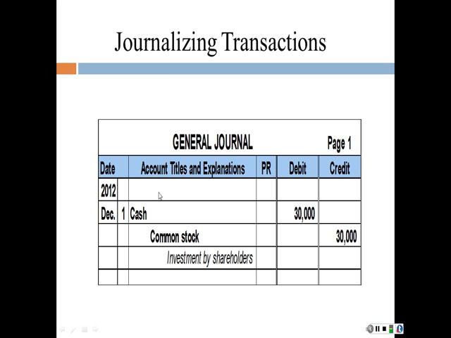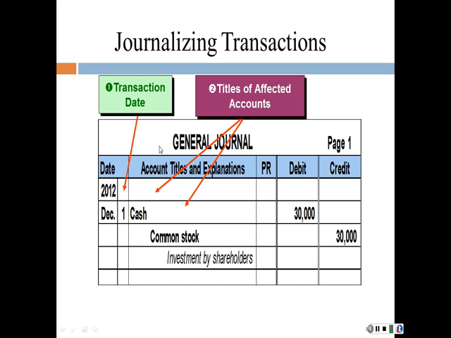In this general journal, to record this event, we first record the date of the transaction, whatever it be, and then we record the titles of the accounts affected. In this case, the 2 accounts affected were cash and common stock. We debited cash, so we record the debit close to the margin, and we credited common stock, so we record that credit slightly away from the margin. Typically the account debited is always written before the account credited.